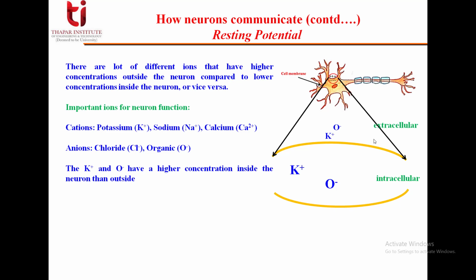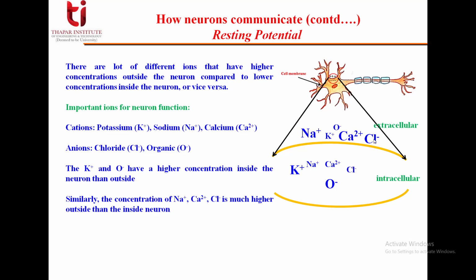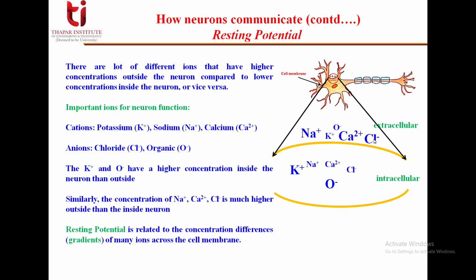So you can see in the intracellular region I kept K plus, which is larger in size compared to the K plus outside the cell. That is just to show the difference in the concentration levels. Similarly, the concentration of sodium, calcium and chloride ions is much higher outside than inside the neuron. Similarly, we have shown this with bigger letters outside and smaller letters inside.